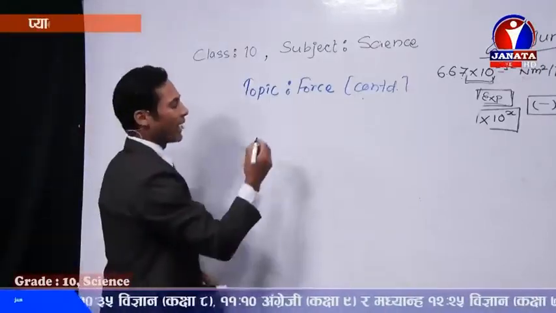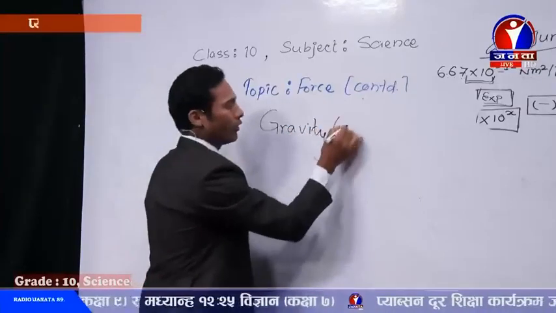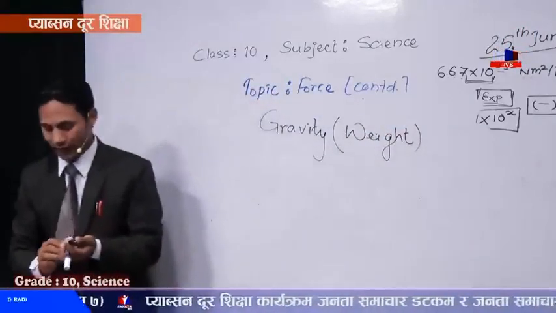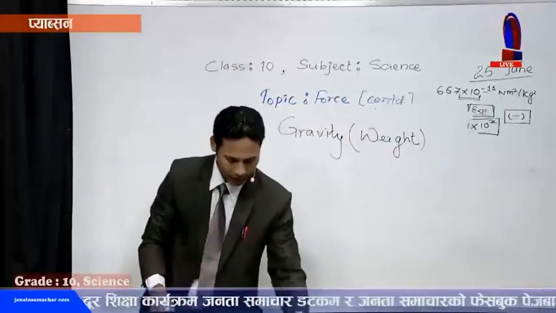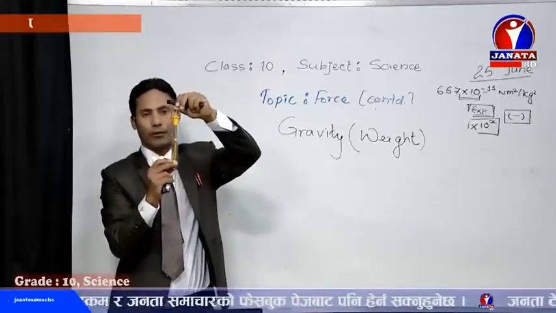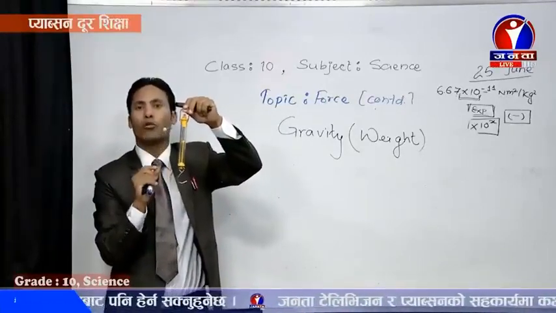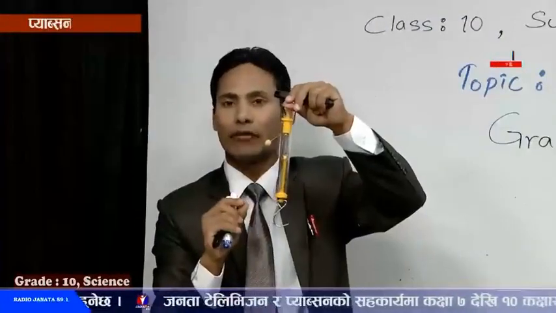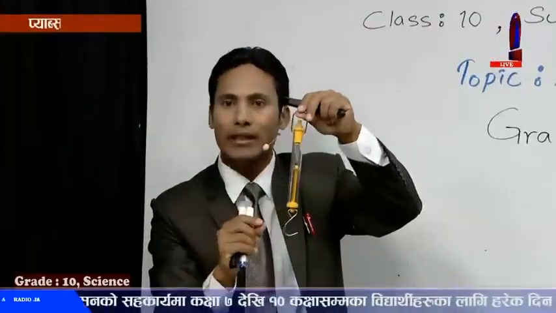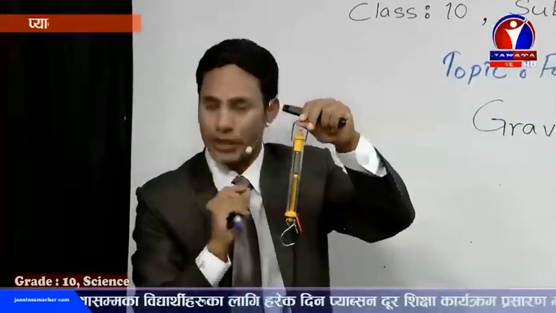Okay, next one is gravity. Also, we can say that it is weight. Gravity or weight. Now, what is gravity or weight? You can see here, this is a spring balance, right? And this spring balance is specially used to measure weight. In general life, we can use this to measure mass also, but specifically, this one is used to measure the weight of an object, right?